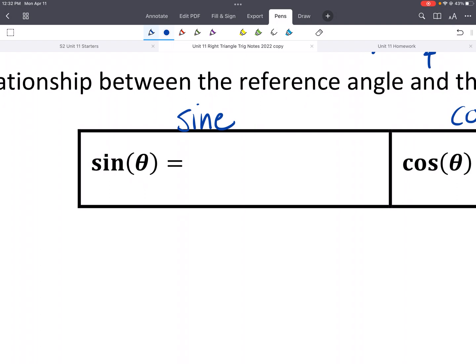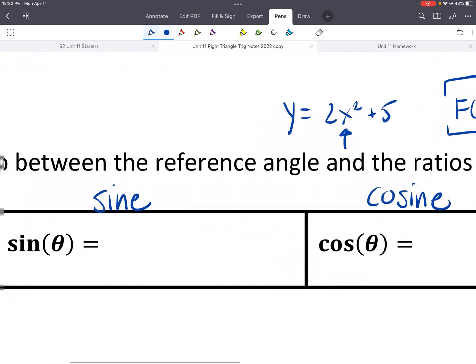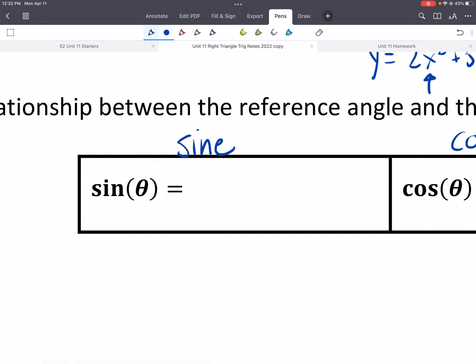Okay. And these functions, they relate, just like here we related the x with the y, the sine of theta is related to two of the sides of the triangles. Okay, so for sine, it's always going to be opposite over hypotenuse. So if you know what the opposite side is and the hypotenuse side is, then you could figure out what theta is, because there's a direct correlation between those two. Okay, the relationship between the angle and its ratio.